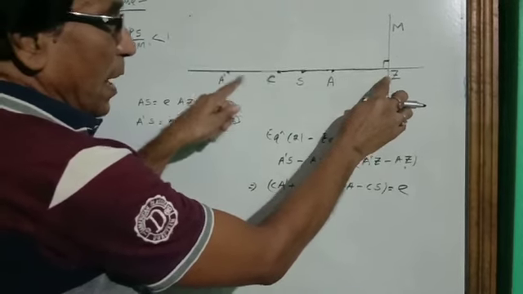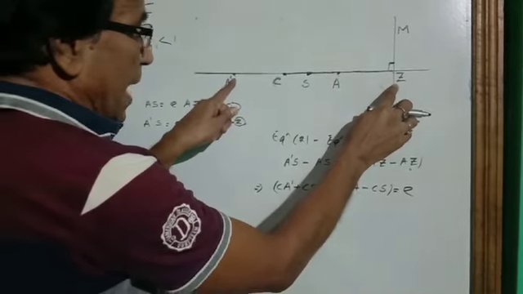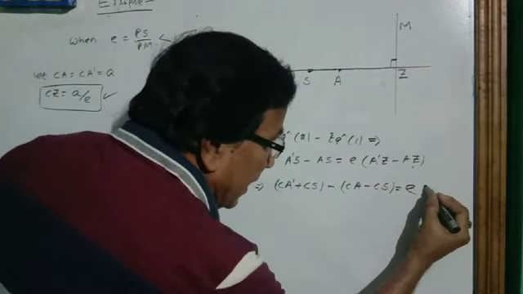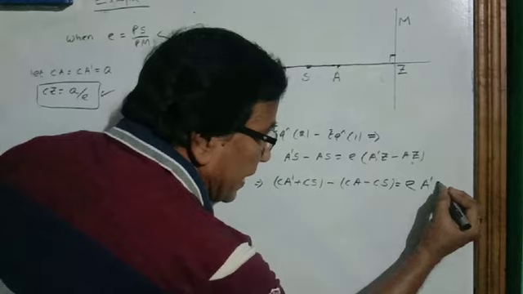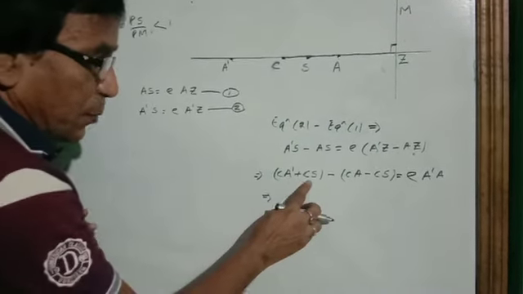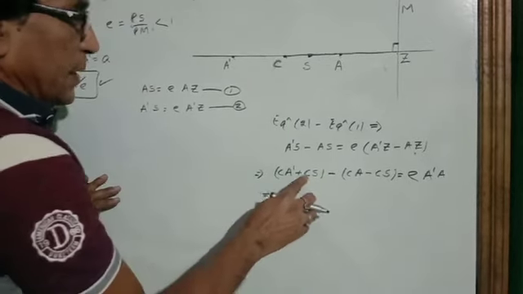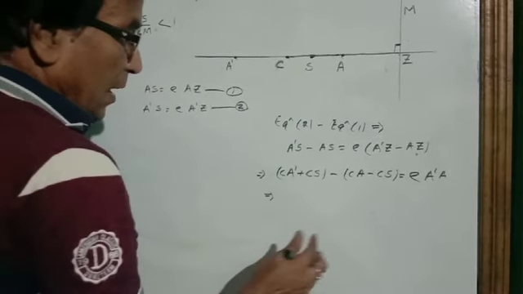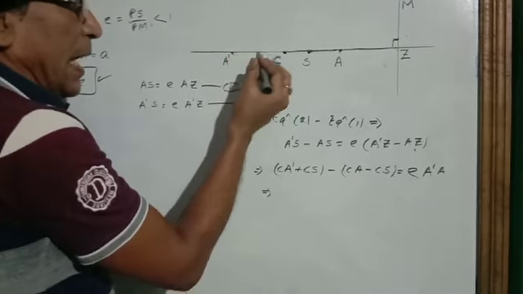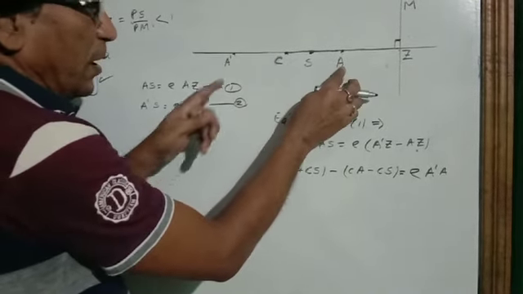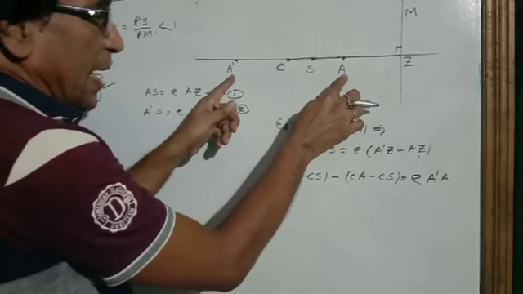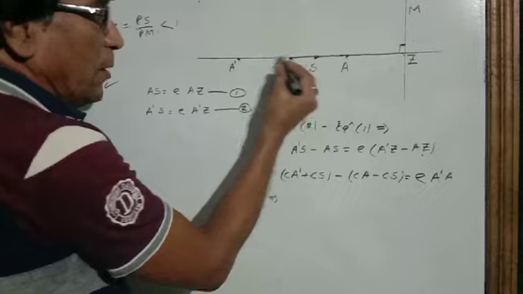A dash Z minus AZ, that is equal to A dash A. So we are getting C A dash plus CS. Here you see that C A dash and CA are equal, because C is the midpoint of A dash A. So CA is equal to CA dash.